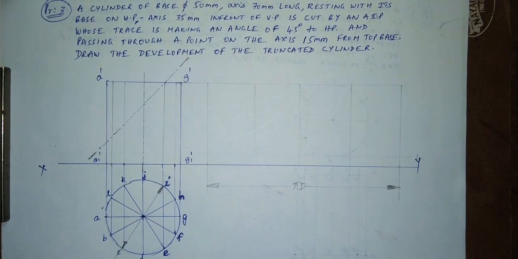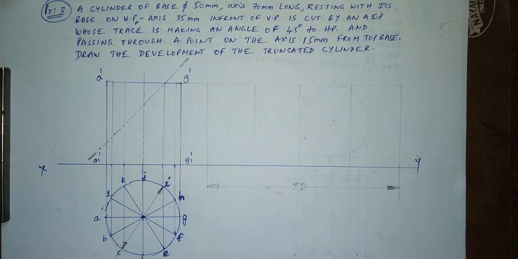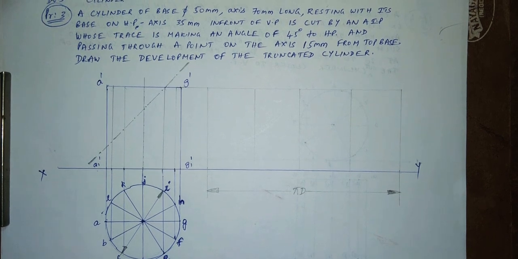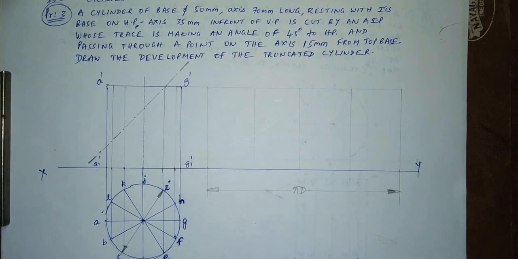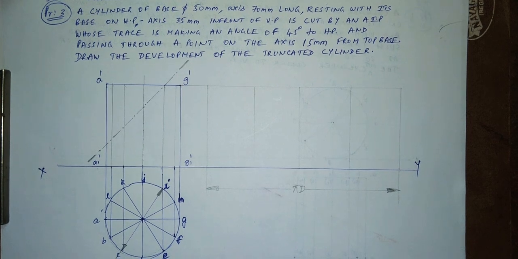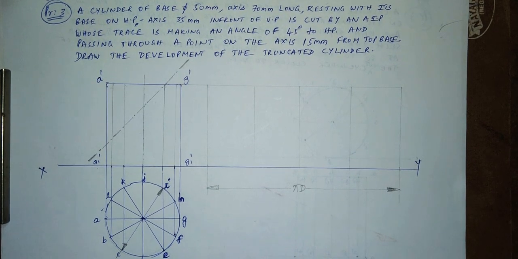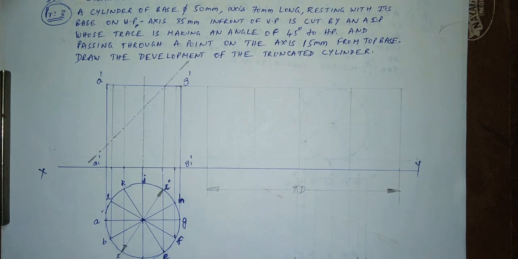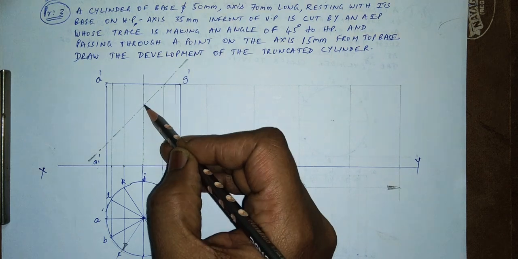A cylinder of base diameter 50 mm, axis 70 mm long, resting with its base on HP, axis 35 mm in front of VP, is cut by an auxiliary inclined plane. If you can remember, an auxiliary inclined plane is perpendicular to VP and inclined to HP. You need to note this point. Whose trace is making an angle of 45 degrees to HP and passing through a point on the axis 15 mm from the top base. So 15 mm from the top base I'm measuring here.